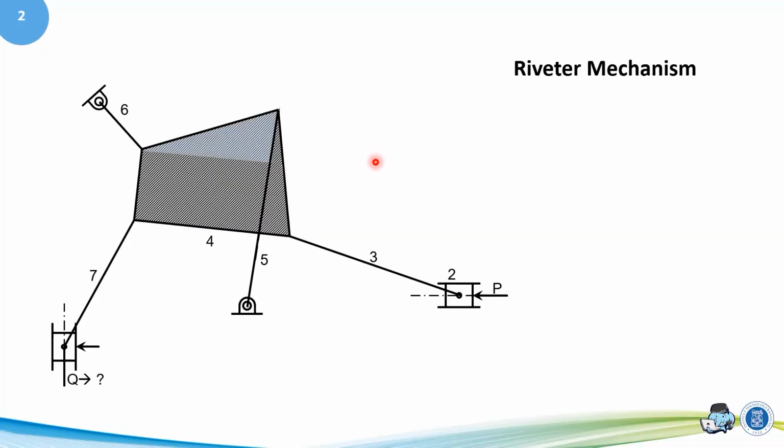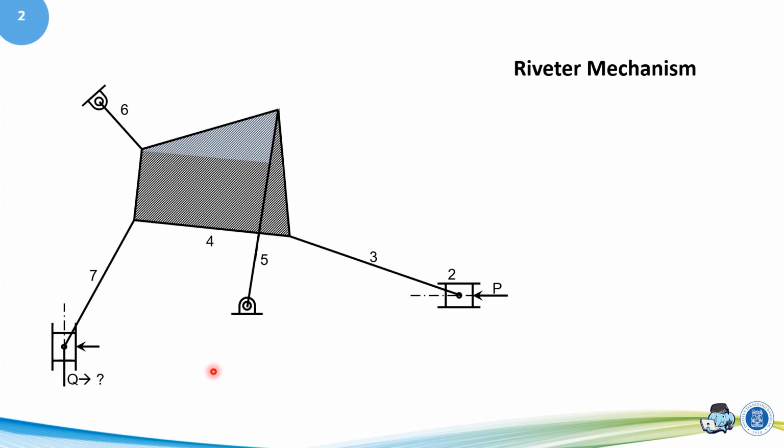After we discussed four non-parallel forces in equilibrium by the force resultant, I will give you a sample of how we do the static force analysis in the Riveter mechanism. This is the Riveter mechanism that can be found in a rivet gun. We give the force P to link number 2, and then this mechanism will transfer that force to link number X with the magnitude Q. The question is, what is the magnitude of this force?